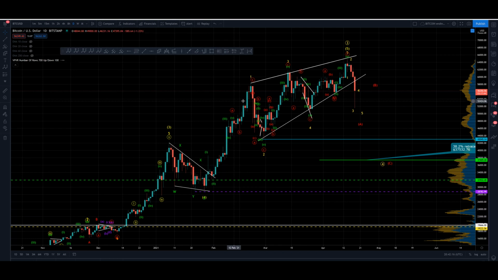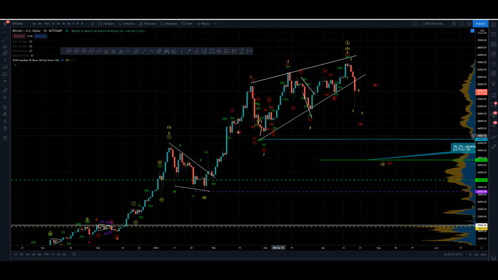Now, I'm not super keen on this, but it does fit. We've got 3, 3, 3, 3, 3, which is good, and we've got 1, 2, 3, 4, 5, with 4 overlapping the 1. The 5 is still shorter than the 3, although the 3 is shorter than the 1, so the 3 is not the shortest, so it is a motive wave.